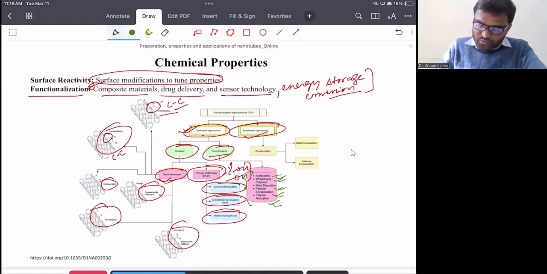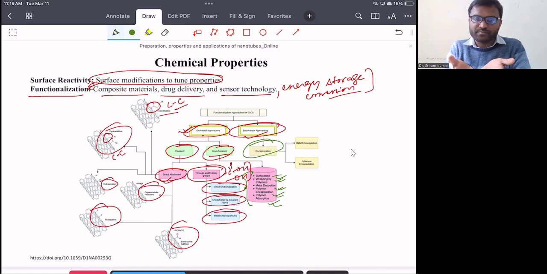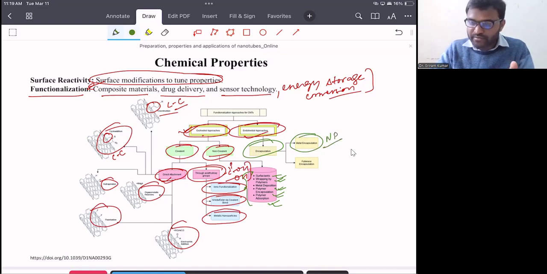Now let's understand the endohedral approach. That means we are now interested in modification of the inner surface of the CNT. So we can use the encapsulation process. In the encapsulation process, we have CNT here, and we can encapsulate nanomaterial inside the CNT, or maybe we can use fullerene inside the CNT, and we can use this kind of encapsulation for drug delivery application.